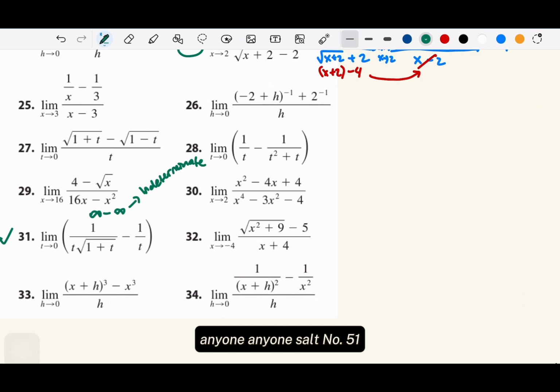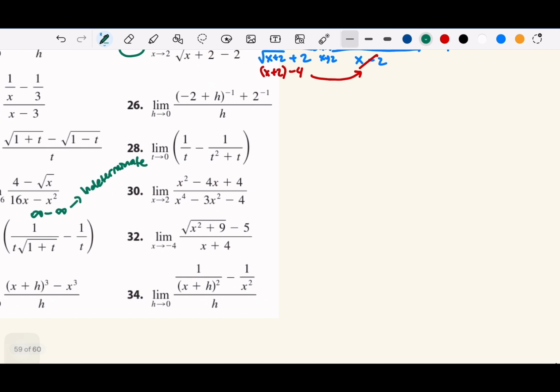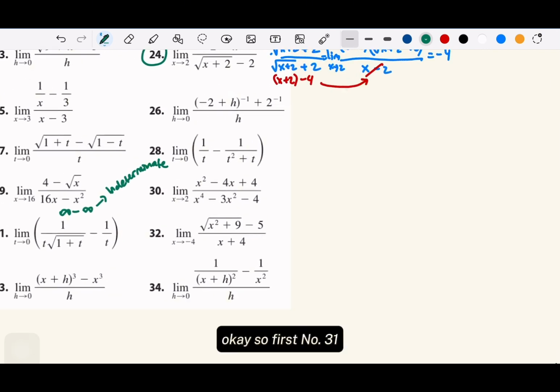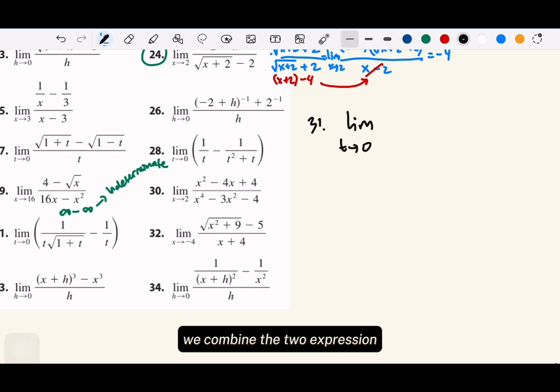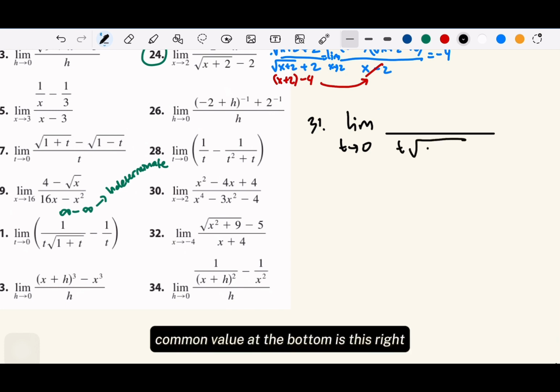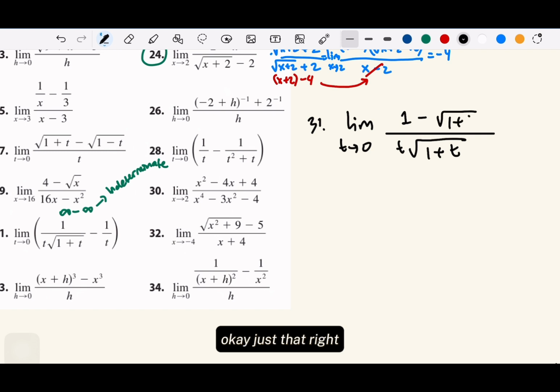Anyone solve number 51? Anyone solve? Okay, number 31. First, we combine the two expressions. So we have a common value at the bottom, that is this, right? And then we multiply and define this is 1, and then minus square root of 1 plus t. Okay, just that, right? And then what else?